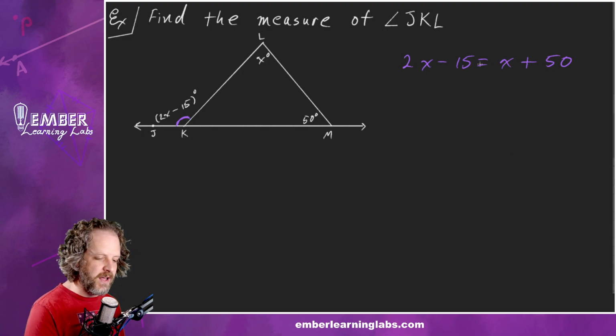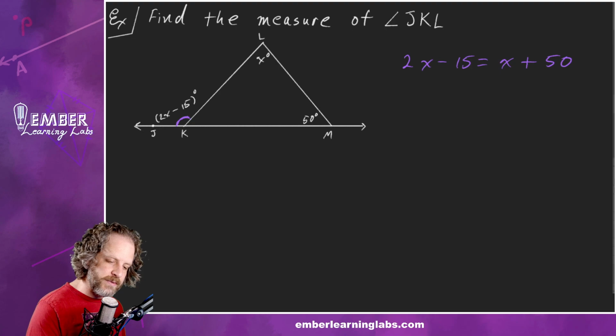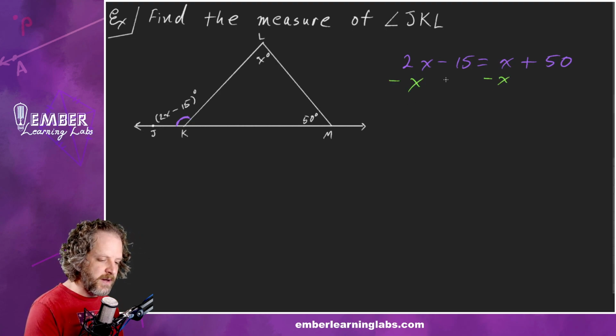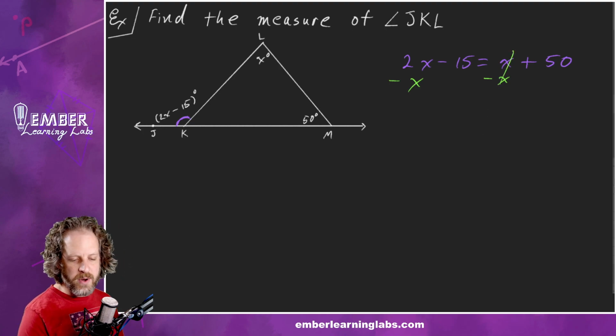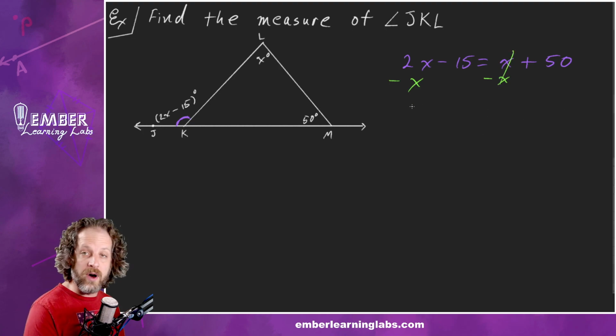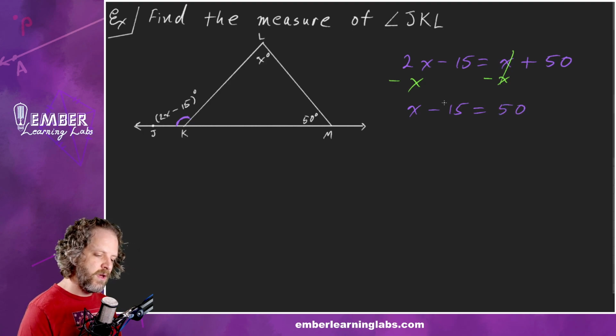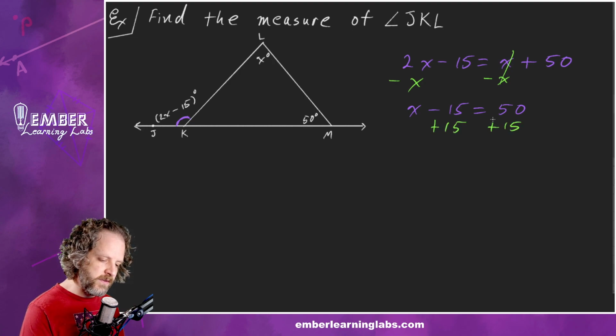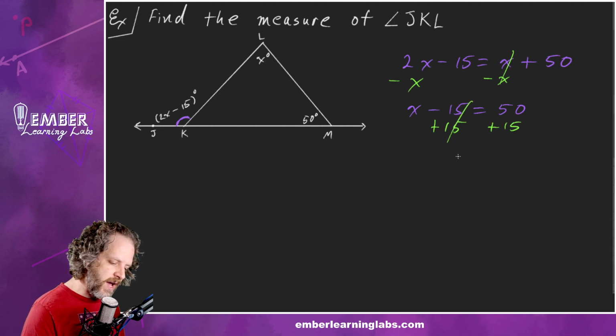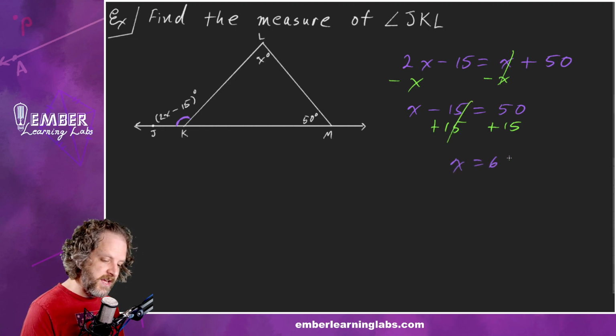It's easy peasy. We've got long lost friends. We've got to get them together, right? So we're going to subtract x from both sides, minus x, minus x. 2x minus x is 1x, which is the same as just x, right? Bring down what we haven't touched, minus 15, and bring down 50. This 15 is subtracted, so to get rid of it, we will add it. Plus 15. So x equals 65.